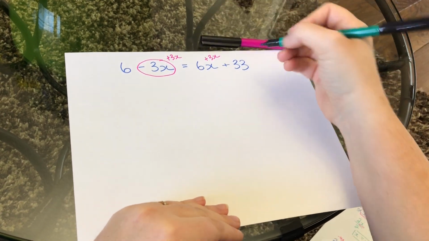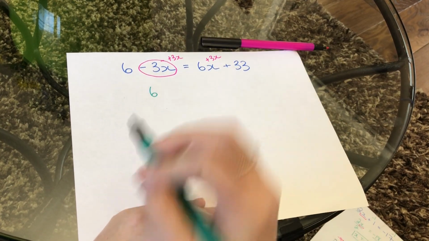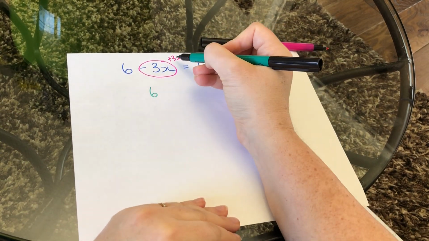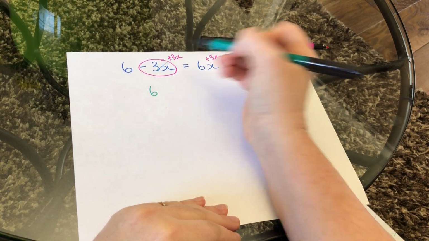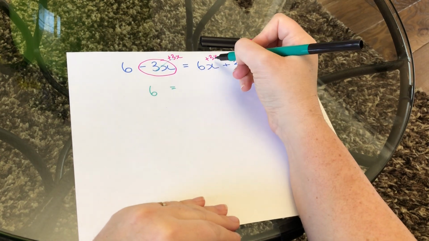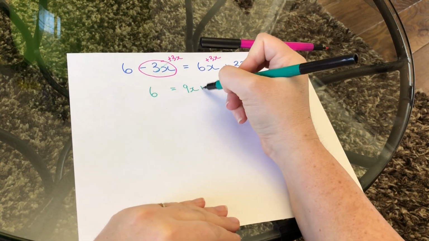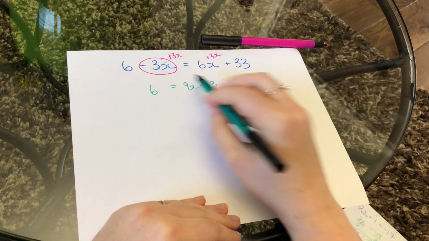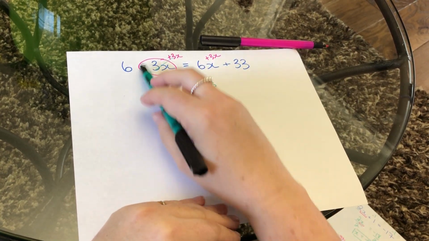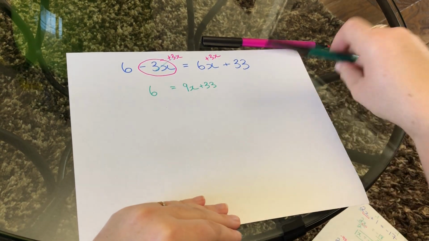And I'm going to simplify by rewriting my equation. So I still have that 6. I haven't done anything with that yet. Negative 3x plus 3x goes to 0, so that's gone. I still have my equal sign. 6x plus 3x gives me 9x, and I still have my plus 33. So again, that initial step of getting rid of the x's on this side and putting everything over to this side now makes it a two-step equation.